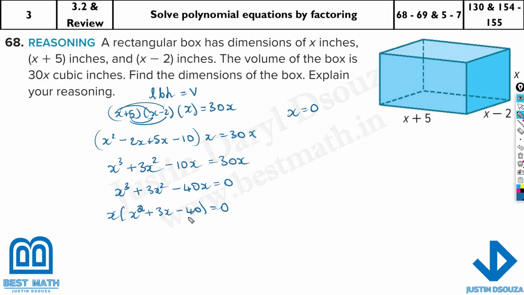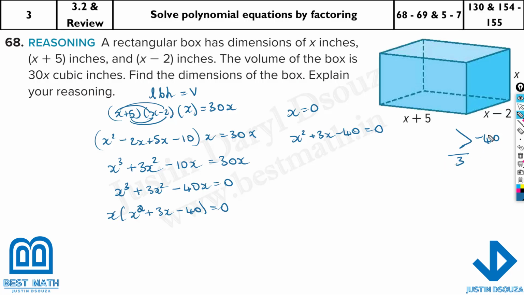What about whatever is inside? How do we solve it? x squared plus 3x minus 40 is equal to 0. I'll do the actual method and then I'll tell you the shortcut calculator method as well. Here now, what is the coefficient of x squared? It's 1, multiplied by minus 40 is minus 40 itself. And what is this term? It's 3. So we need two numbers that multiply to give us minus 40 and add up to give us 3.